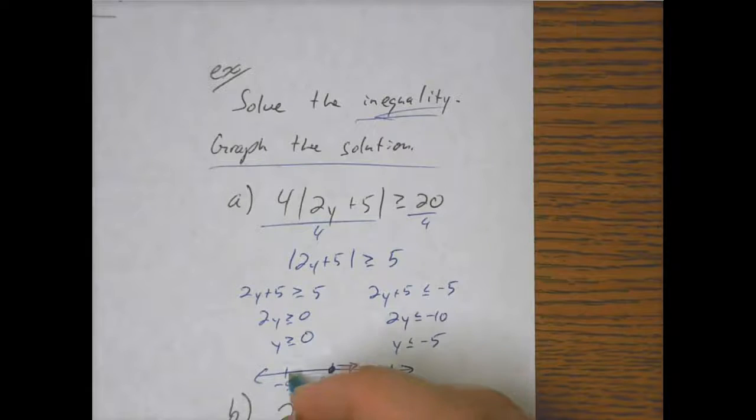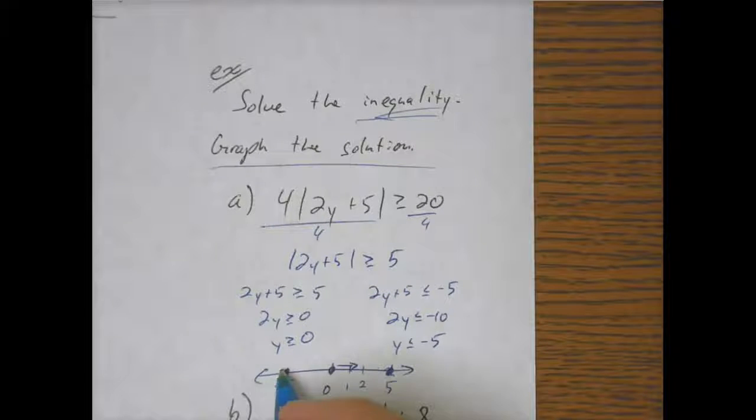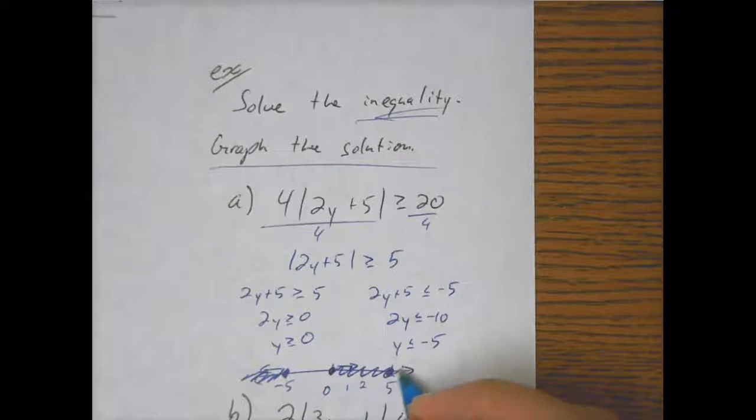Negative 5 is right there. So if I have less than negative 5, I'm going to be going that direction from negative 5. So I could have anything over there. I can have anything in that direction. That's what I'm looking for when I see graphs.